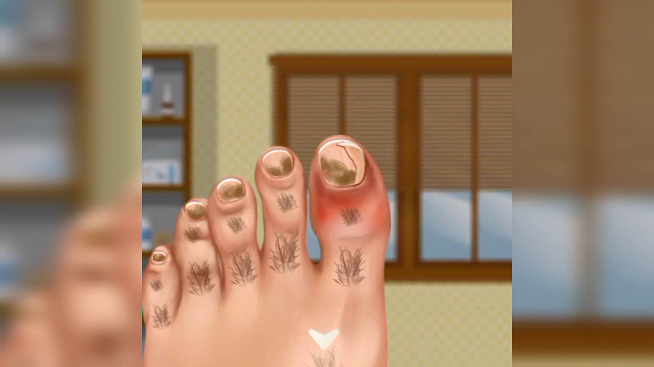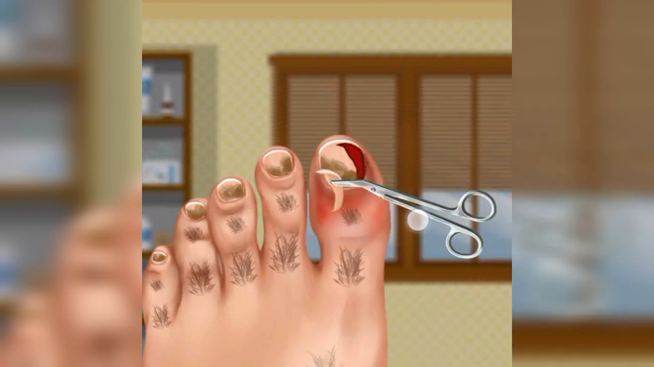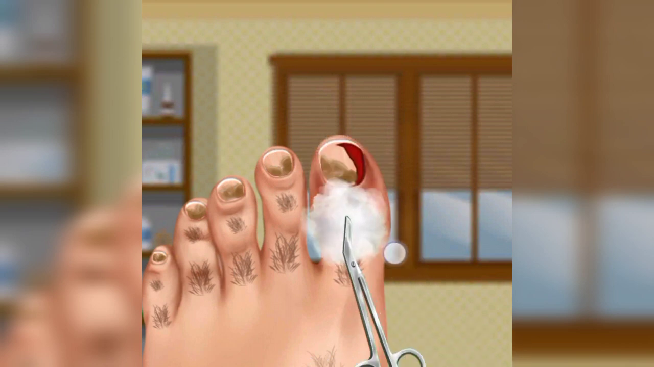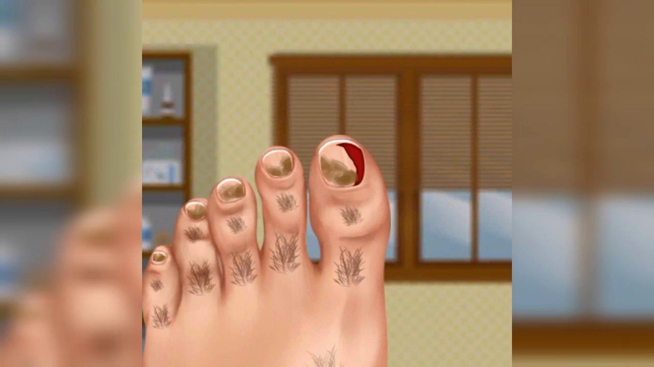Now we have to cut the broken nail with a cutter. Successfully got completed, a fragile process. Again we have to remove the blood spot.